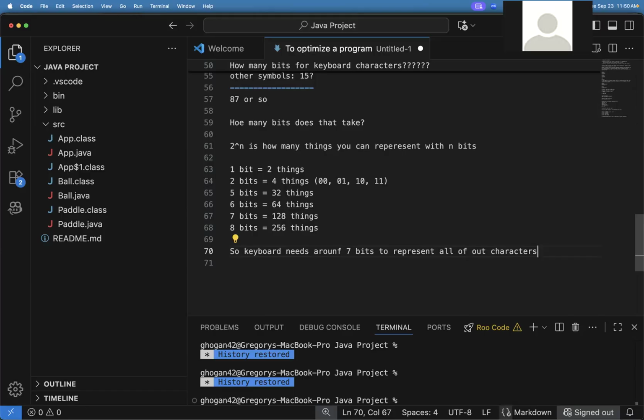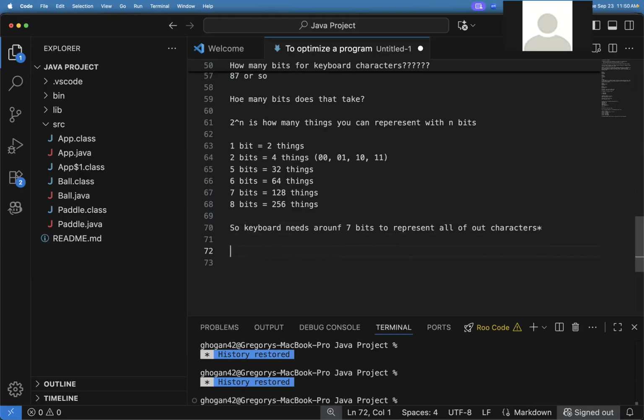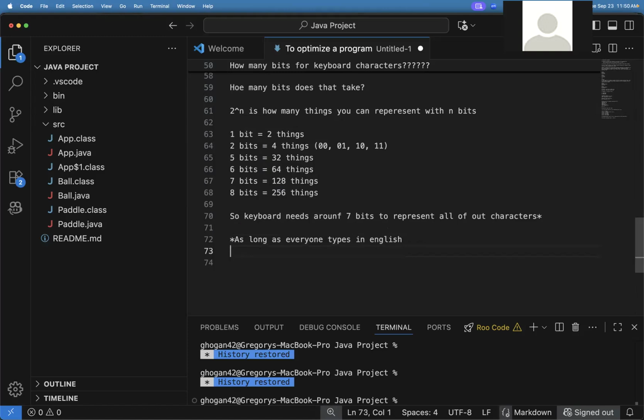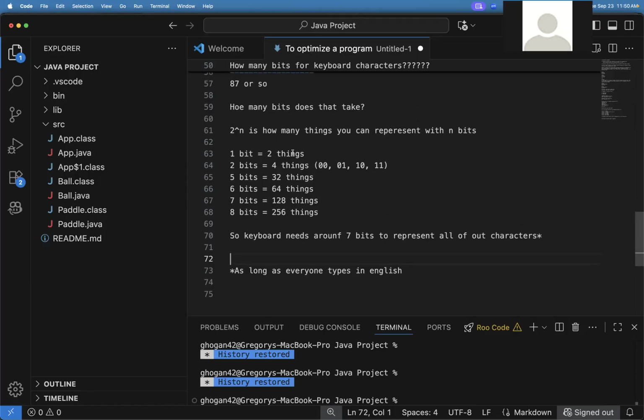You know, and then that's where you put the little asterisk on there. And then in the footnote, you say, as long as everyone types in English, right? Because of course that's a big weakness of what we just did here. We said 26 letters, which is not always the case, especially with accent symbols in European languages, and other alphabets.